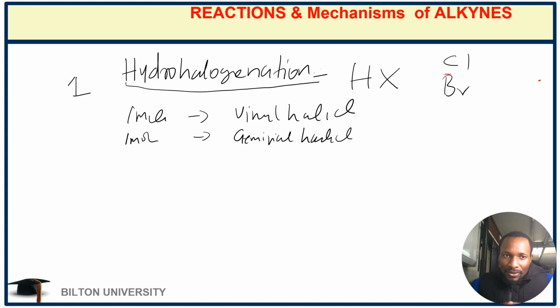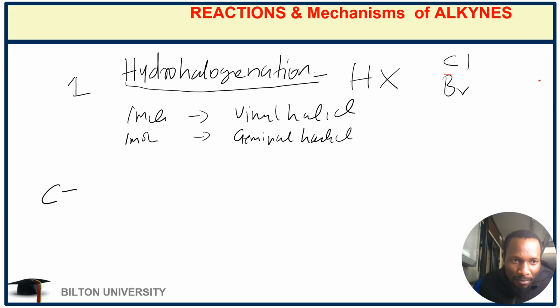This type of reaction is Markovnikov. It means that the hydrogen atom is going to be bonded to the least substituted carbon, while the halogen atom will be bonded to the most substituted carbon. Let's look at an example.